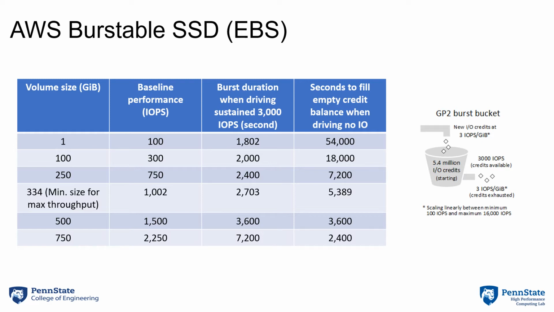In case they don't use 300 IO per second, they can burst above 300 IOPS up to 3000 IOPS by using the burst credits accumulated in this bucket. In this table, you can see that in case the bucket is full, which is 5.4 million credits, a single GB would take 1800 seconds to get completely exhausted. But it will take 54,000 seconds to completely fill up the bucket while using no IO.